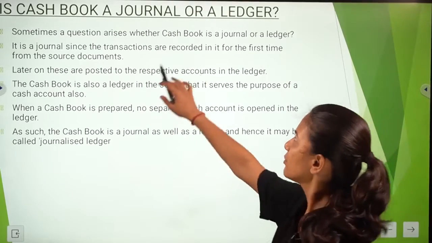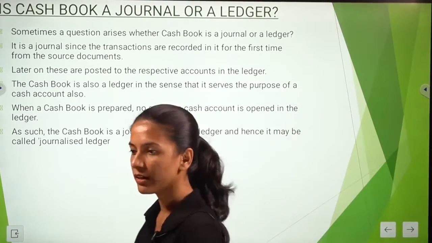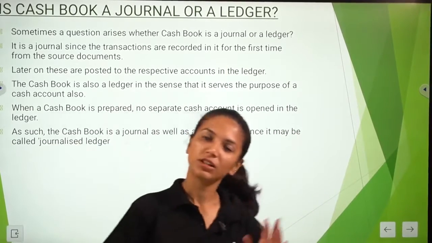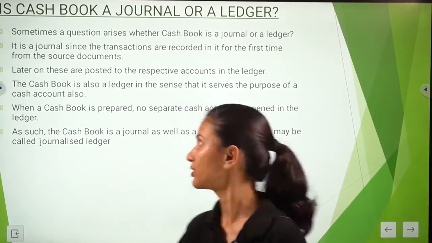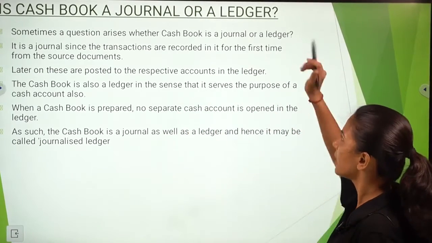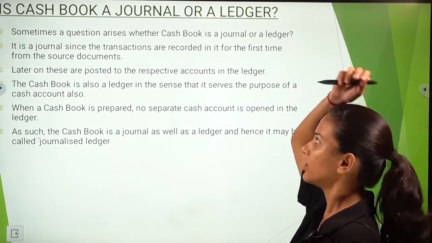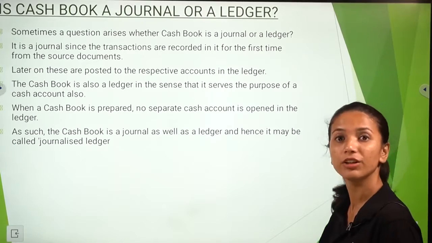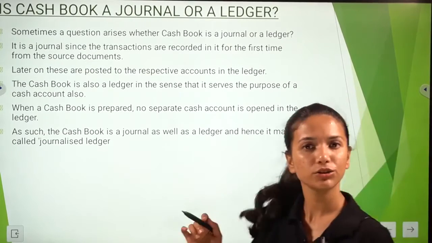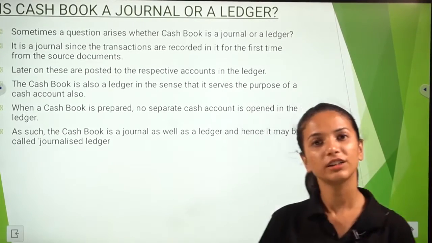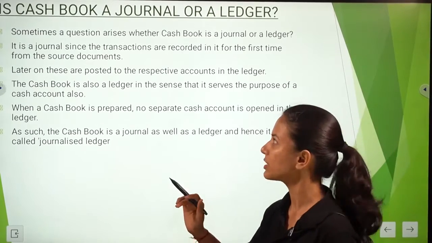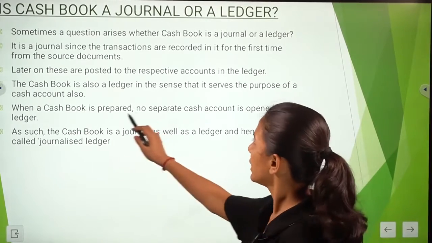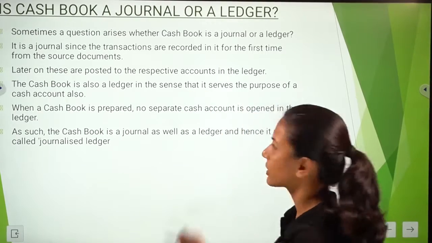So is the cash book a journal or a ledger? You might be very confused whether the cash book can be termed a journal or a ledger. It is a journal. Why? Because the transactions are recorded in it for the first time from the source documents. You can record the transaction directly from the source documents the first time. Later on, these are posted to the respective accounts in the ledger.